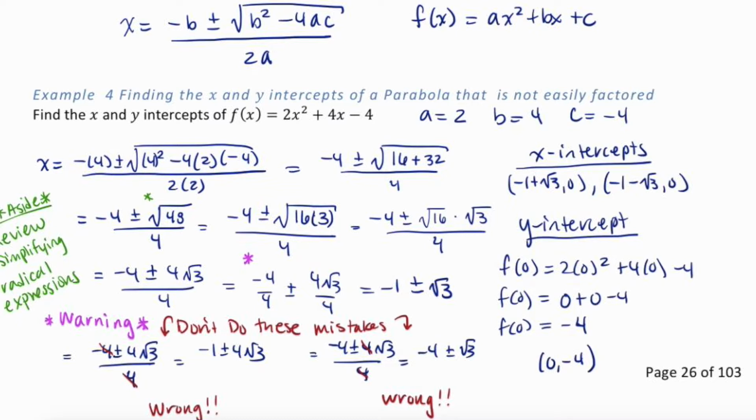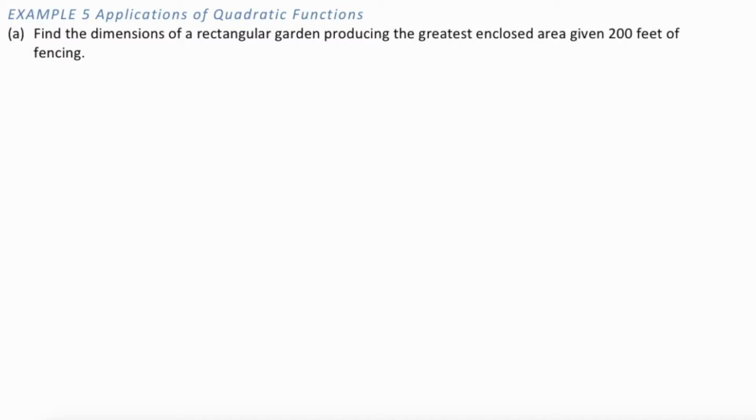Go ahead and turn to the last page of section 3.2 so we can work on example 5. Example 5, find the dimensions of a rectangular garden producing the greatest area enclosed given 200 feet of fencing. So let's start by recalling something from algebra. Recall that your perimeter equals 2 times the length plus 2 times the width, and your area equals length times width, and that would look kind of like this.